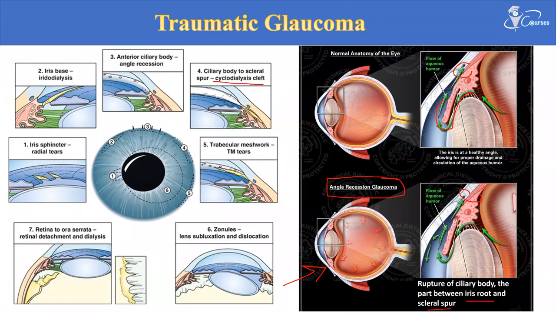So there will be a space between the choroid and the ciliary body. This will result in more diffusion, more absorption, or more drainage of the aqueous, leading to hypotony. So let's start first with angle recession glaucoma.